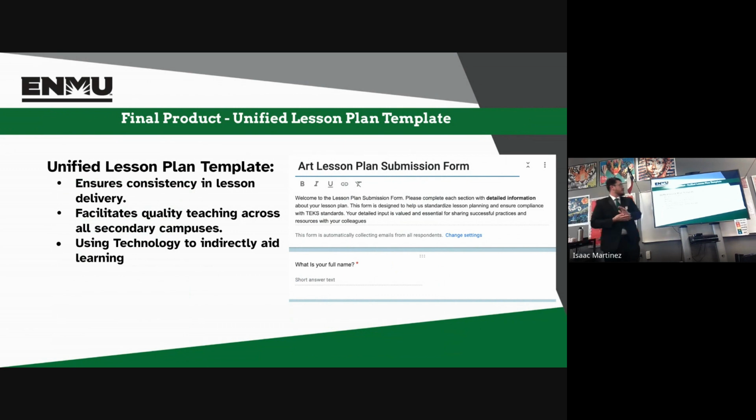All right, so just kind of getting a little bit more into the actual project. I have created a sort of template for teachers to fill out. This is a combination of different Google suites. So we have the first part, which is a Google form. Now, this is a pretty common occurrence for teachers. We're always filling out Google forms.